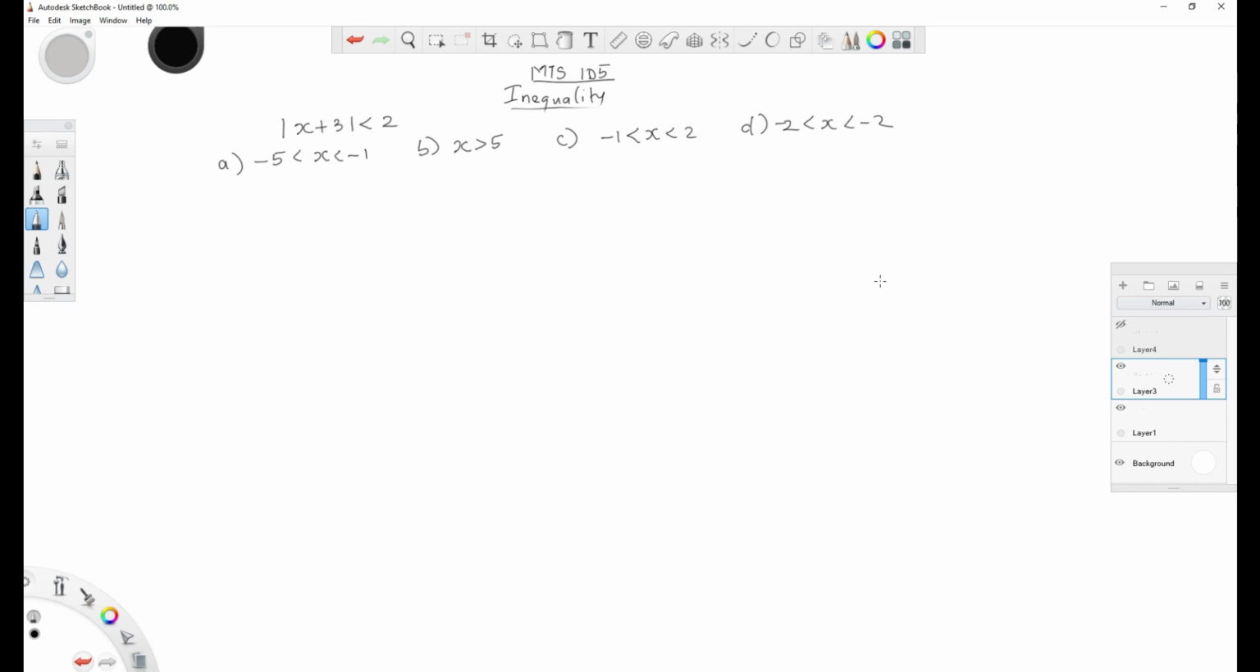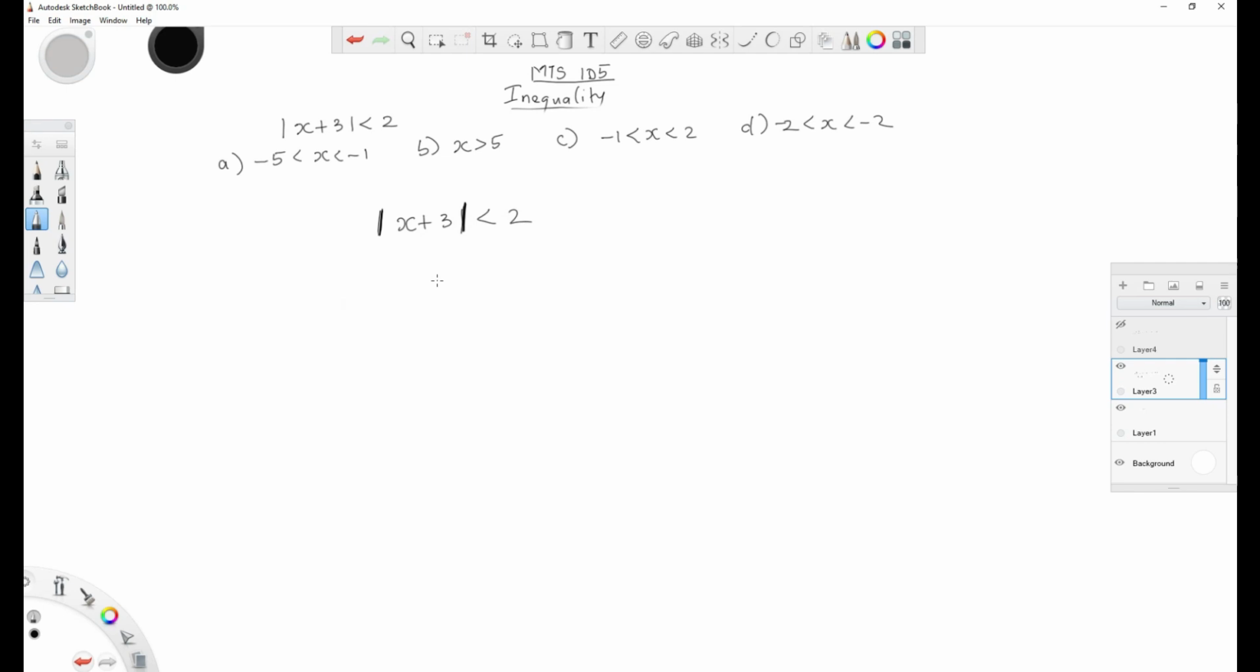So this is the question: absolute value of x plus 3 less than 2. Firstly, what's the meaning of this absolute value? Some of you might not know the meaning. It means the value. You're only picking the magnitude, you are not picking the direction with it.